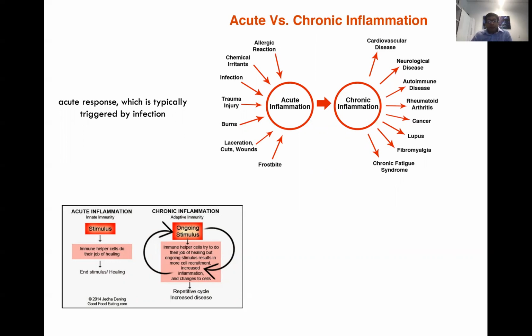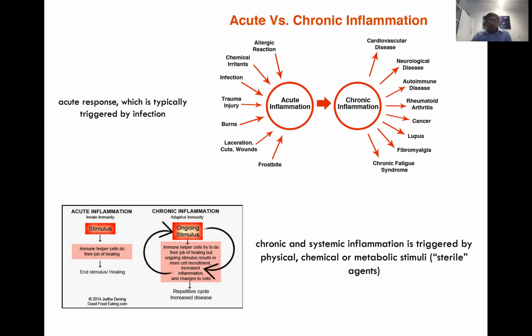However, the one which is responsible for much more of these long-term diseases is chronic inflammation. It is triggered by some kind of physical, chemical, or metabolic stimuli. It's a sterile agent, but it's usually undetected because of an adaptive response of the immune system, and can lead to chronic illnesses, as highlighted here, from cardiovascular disease, which we are going to talk a little bit about, to cancer, to chronic fatigue syndrome. Thus it is a more undetected, dangerous form of inflammation, which could lead to many of these diseases.